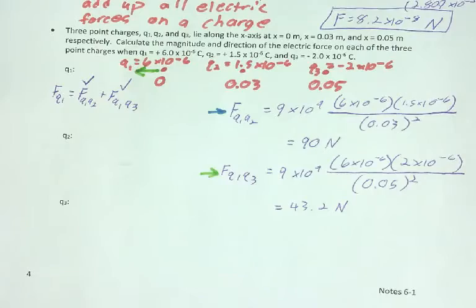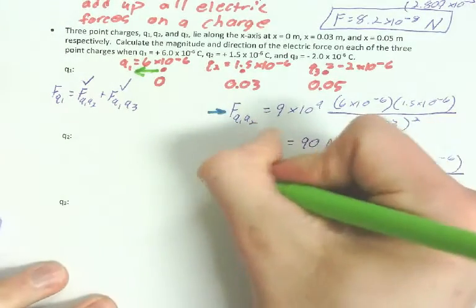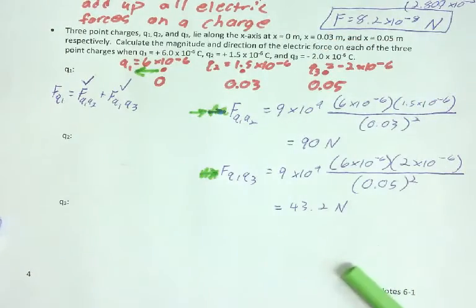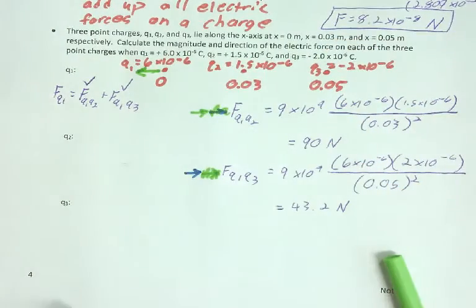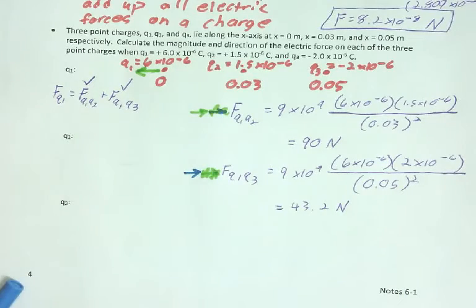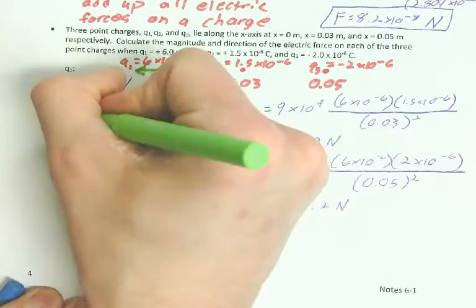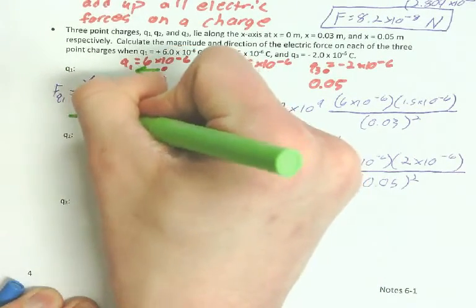What is the sign for... I did my colors backwards. This one I'm making green, this one I'm making blue. There we go. That's better. So it's going left. That means it's not 90 newtons, it's negative 90 newtons.